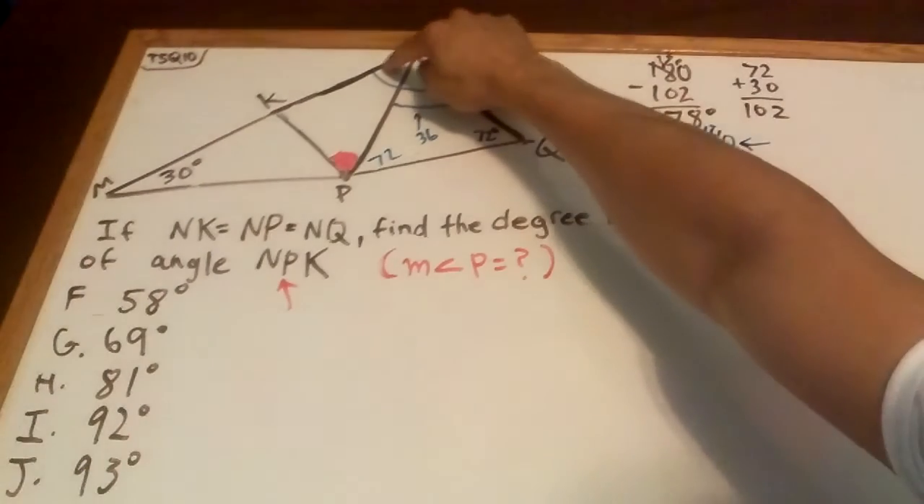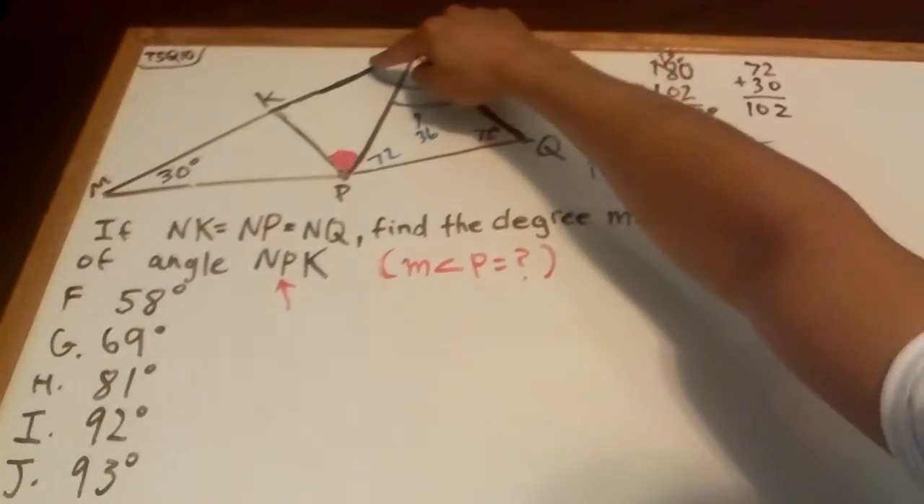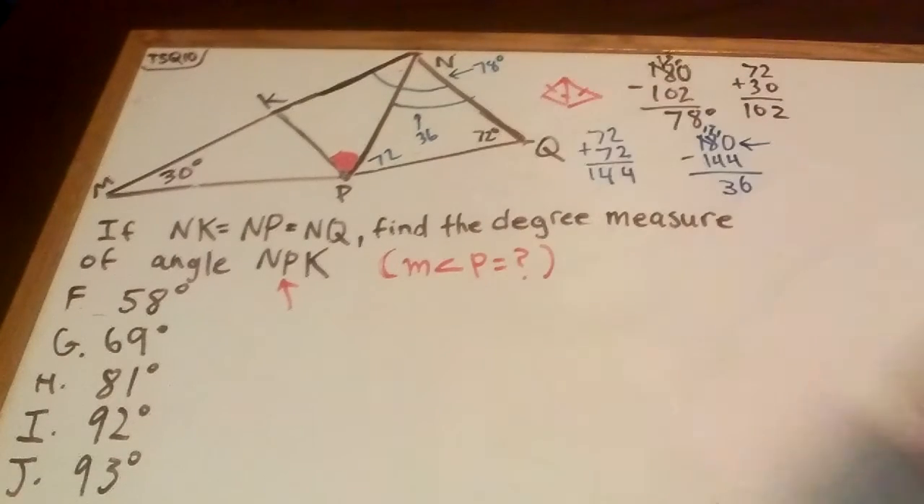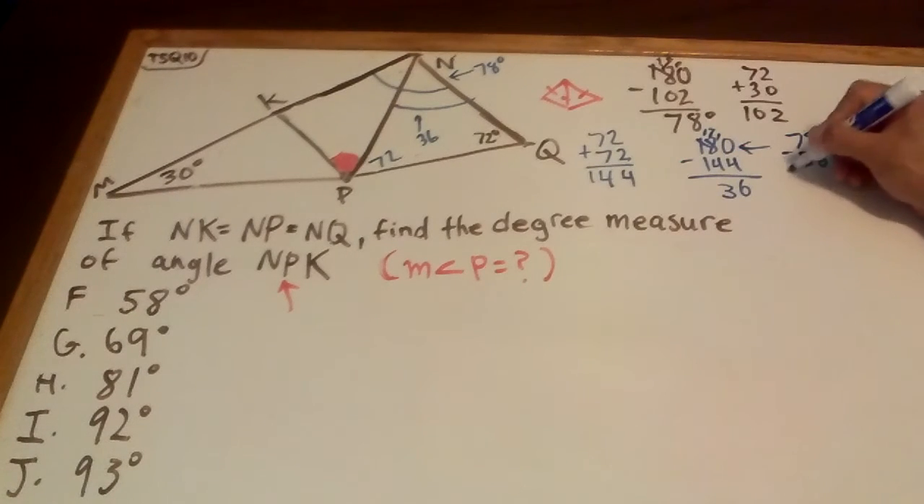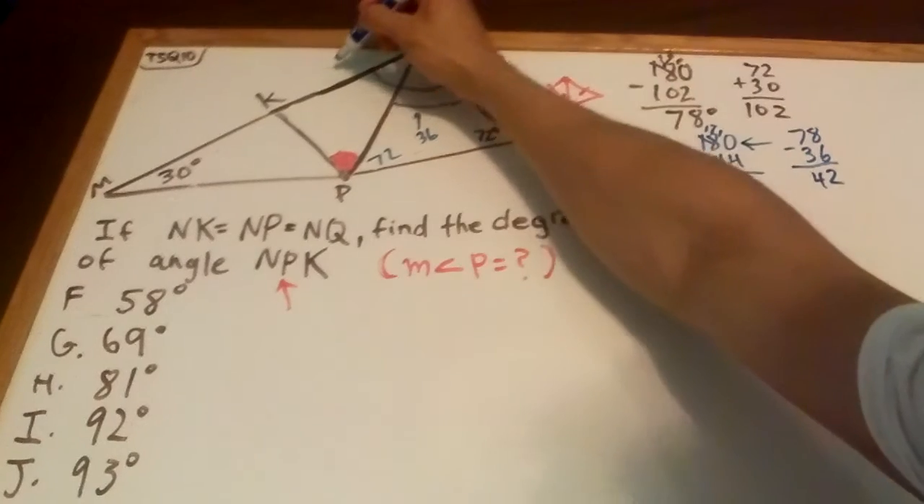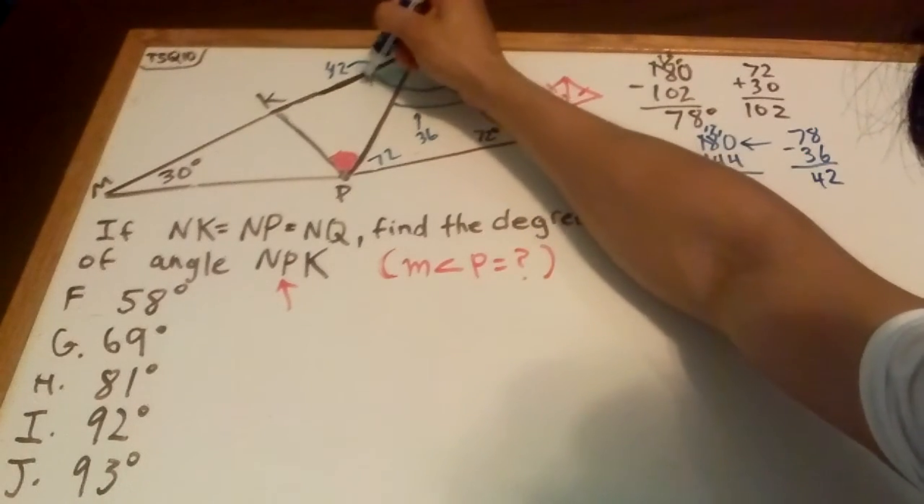Well, we have to know the measure of this one. And how do we know? Well, we know the whole thing was 78. And then that this little piece here is 36. So do 78 minus 36. And let's do that right here. 78 minus 36. 8 take away 6 is 2. 7 take away 3 is 4. So now we know that it's 42.